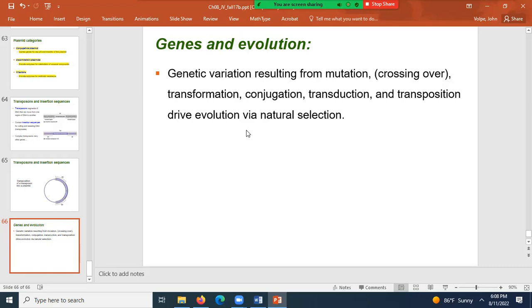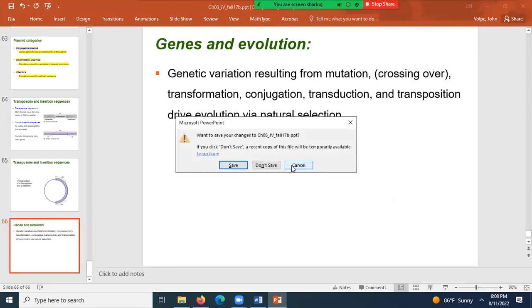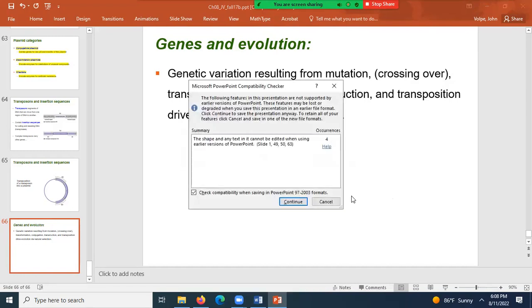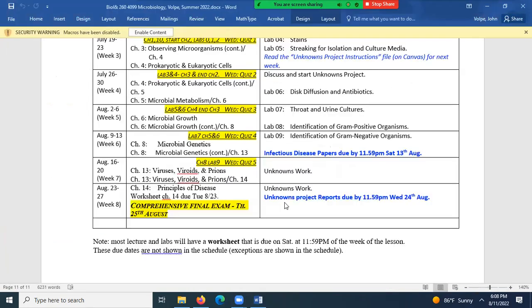All right, any question about that? Okay, that's it for genes and evolution. Any questions about chapter 8? If not, let's close that down. I think I took the 2 here out, so I'll save that. And let's begin chapter 13.